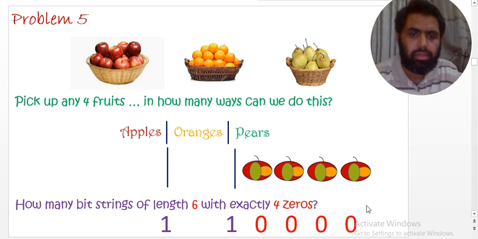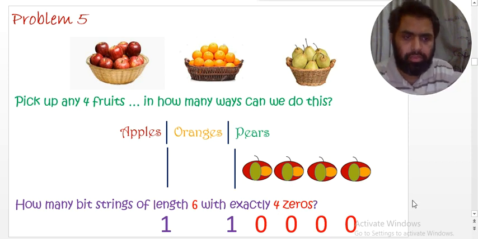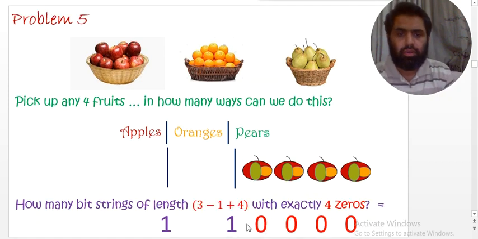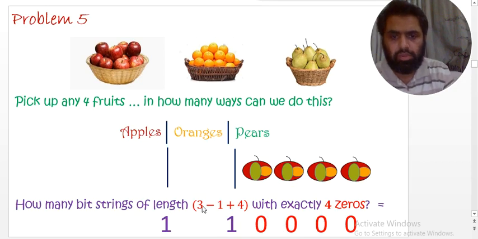We already know this from the symmetry of binomial coefficients. So for this, the answer is 6 choose 4. If we solve it, we will get 15. So how do we get 6? It's the number of types, which are 3 types of fruits.